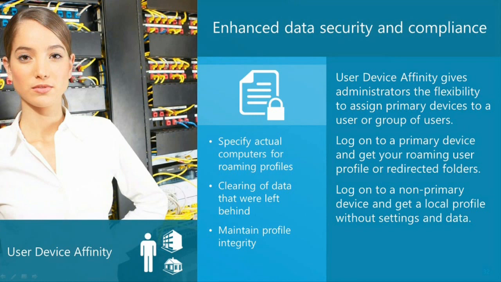So with user device affinity, we can actually set that up and say, hey, this user works in finance, his primary machine is in the finance office. When he logs into that machine, roam his data to it. When he logs in anywhere else, just give him a local profile. Don't roam his data, because we don't want anything sensitive ending up there.